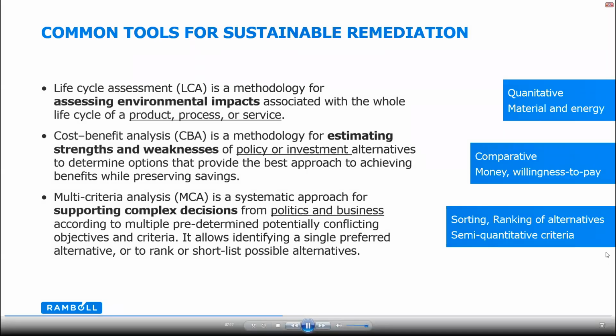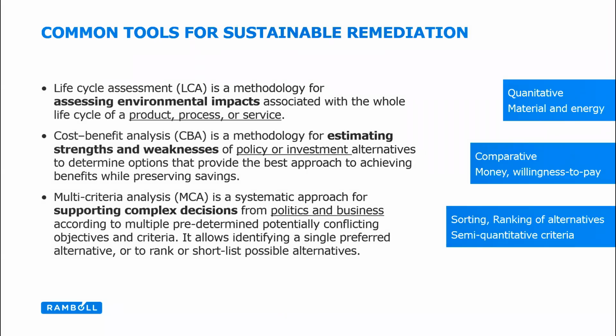Multi-criteria analysis is, on the other hand, a systematic approach for supporting complex decisions from politics and business with multiple predetermined and potentially conflicting objectives and criteria. MCA, on the other hand, does not give quantifiable metrics as the two above, because often there is not a unique optimal solution for such problems, and it's necessary to use decision makers' preferences to differentiate between solutions.